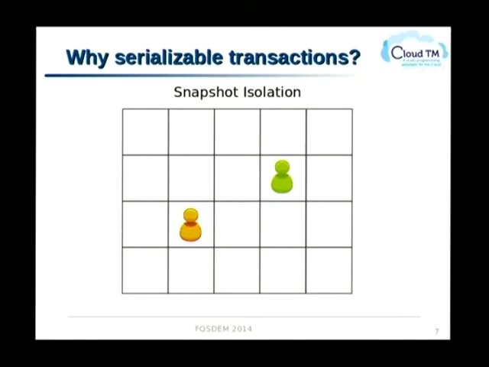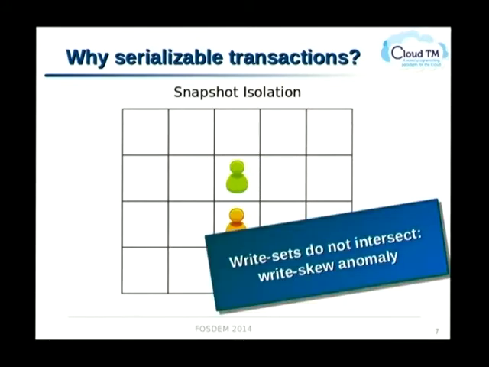So you have here a game where you have two players, and they can never be in two contiguous slots. So what they do is that they look around, they see what's there, and they choose the next move such that they will not collide with the player. And that is what they both do. Then they concurrently move, and they move next to each other, breaking the rules. Basically, what happened is that the positions that they wrote did not intersect.